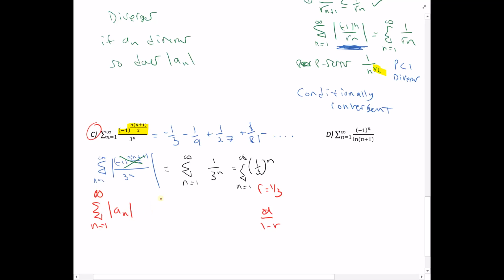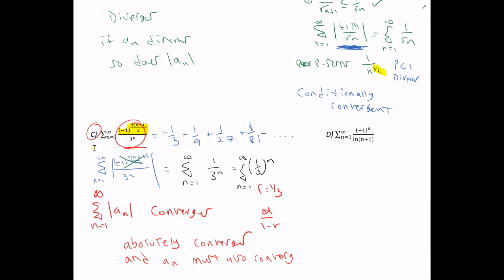which means it's absolutely convergent. It converges absolutely, and the original must also converge. Right, this is kind of like the direct comparison test. If you can show that the bigger one converges, then the little one must converge, right? And the absolute value must always be bigger than this thing. All right, one more example.